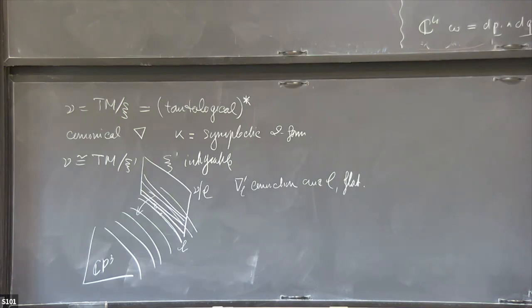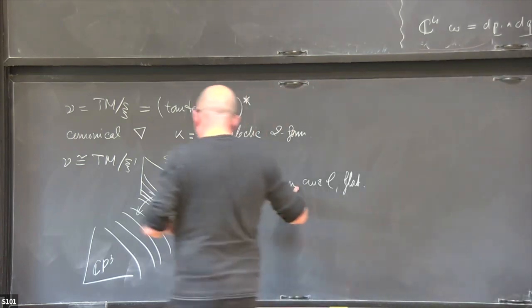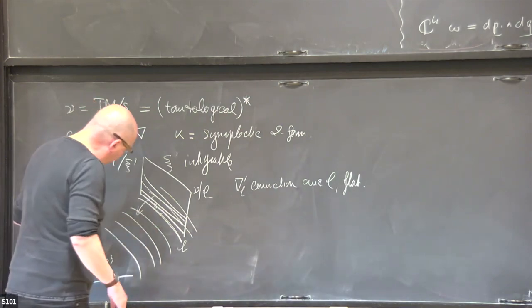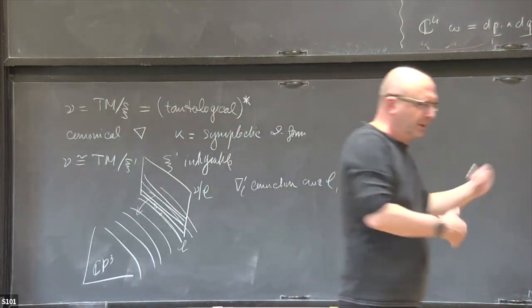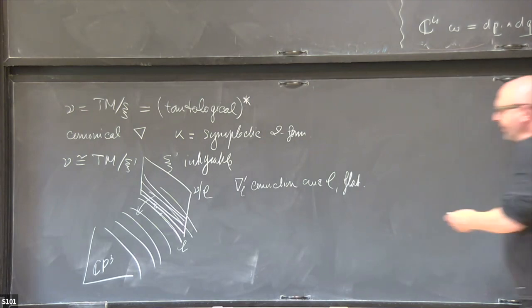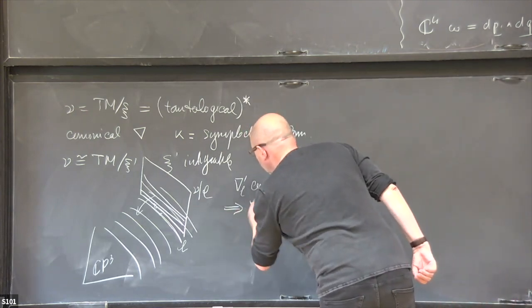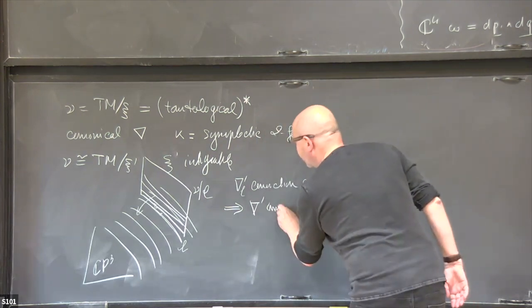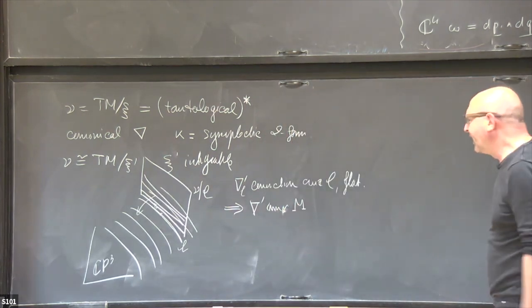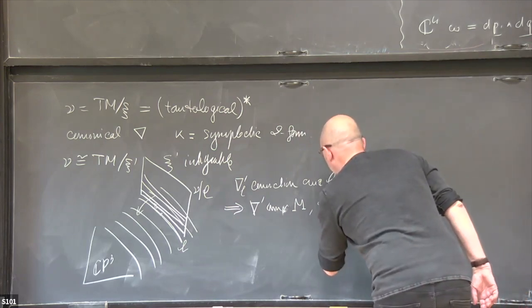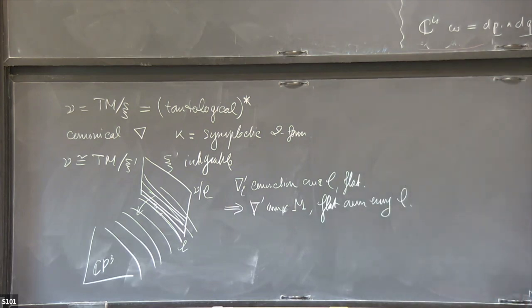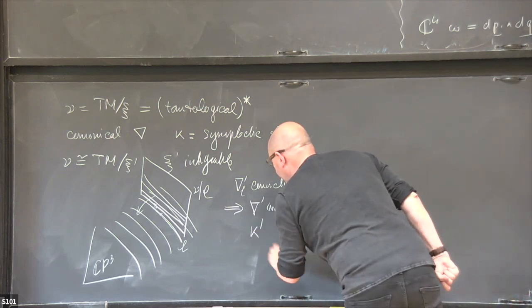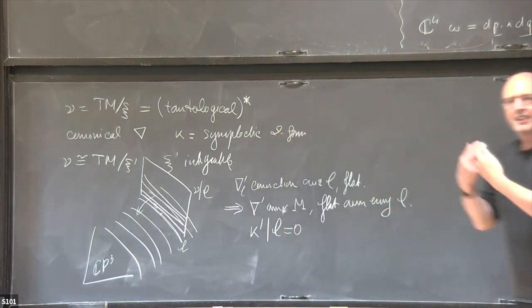Curvature zero. Connection with curvature zero, right? Yes, with curvature zero. So, of course, it's not a connection over M, but you can complete it to a connection over M by the usual convexity argument. And so you get over M the connection nabla prime, which is flat over every leaf. But of course, it means that its curvature is zero in restriction to every leaf.